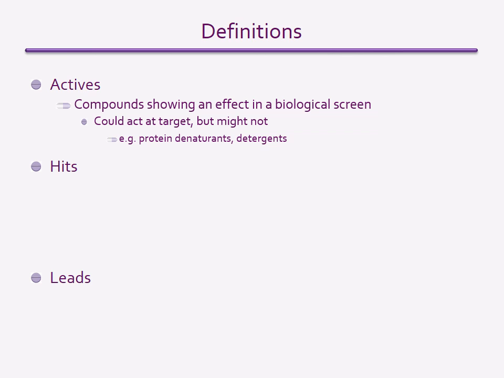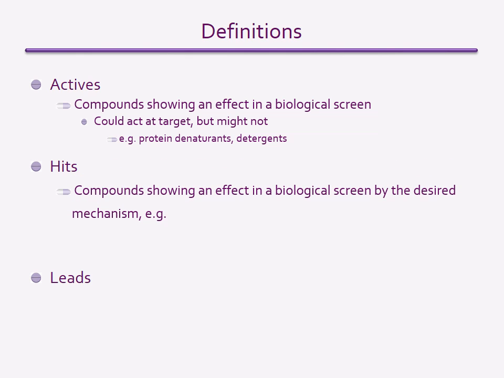Once actives have been identified, they are further screened using an assay that can distinguish how the compound affects the target. This may be, for example, a functional assay designed to identify compounds that bind to the receptor and act as an antagonist. Once a compound has been shown to interact with the target by the desired mechanism, it becomes a hit. But just because a compound is a hit, it does not mean that it will make a drug.